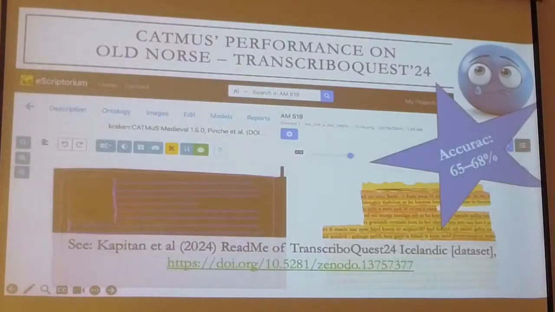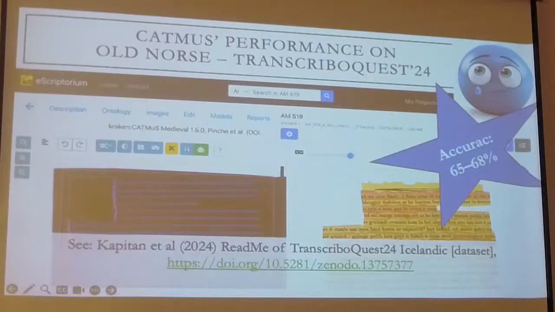While we would like to think about these models as being language agnostic, as they should just work for any text in medieval script, so something that it has been trained on. If it's Gothic textualis, it should read Icelandic Gothic textualis. Well, it doesn't seem to be the case. During Transcriber Quest 2024, together with some colleagues, we had the chance to test the performance of Cadmus Medieval on Old Norse Icelandic manuscripts, and well, we weren't impressed by the results.